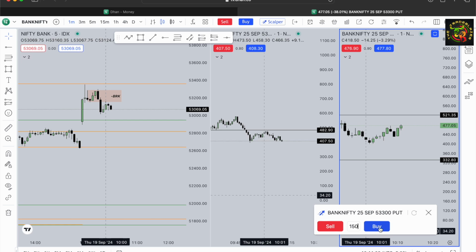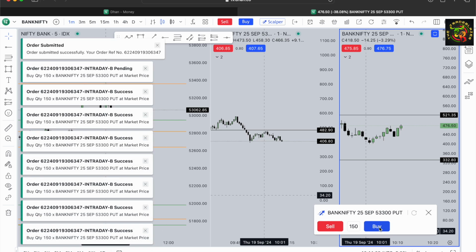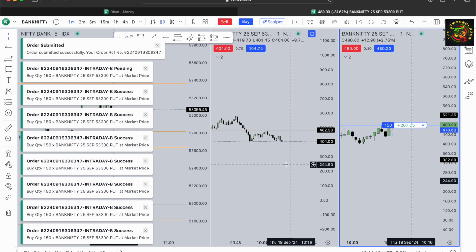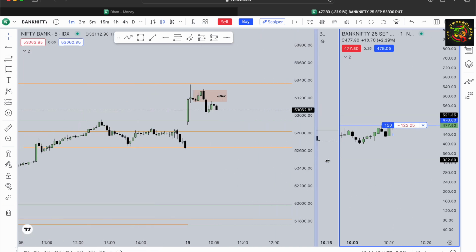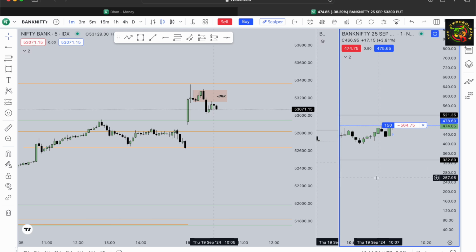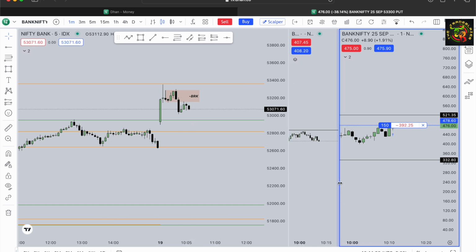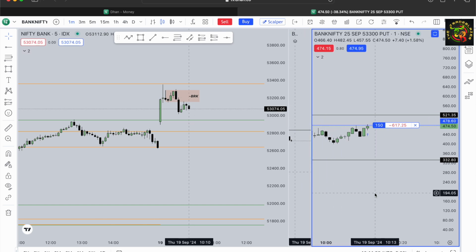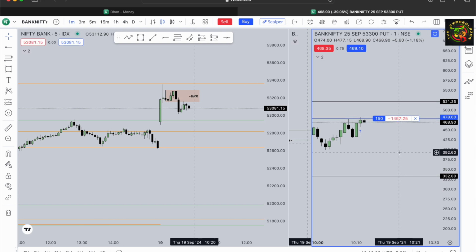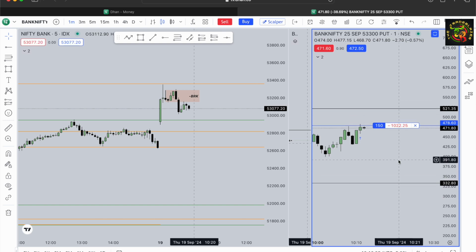So I'm trying to buy 150 quantity of the 53,300 put as my initial quantity. And then if I get a better opportunity to enter at a better price, I will try to average it also, because we can see that the order block can act as a very strong resistance. So based on that, I can try to average a little bit also. Okay, so we'll see how this trade goes from here.